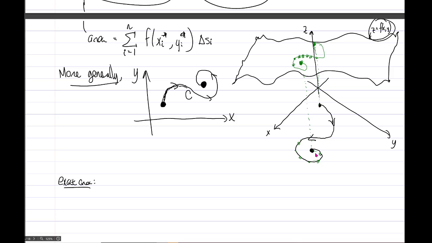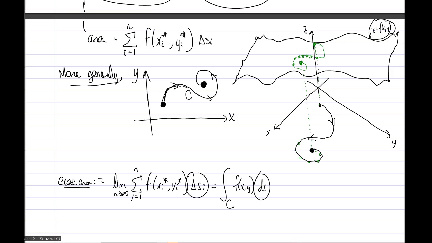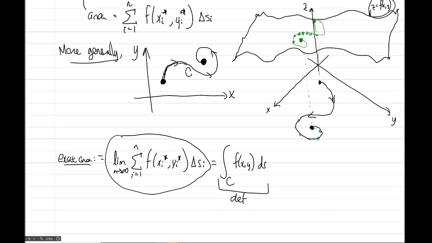And this exact area is actually going to be the limit as n approaches infinity of the sum, i goes from 1 to n, of f of xi star, yi star times delta s sub i. The way that we will notationally write this is the integral over the line C, or the curve capital C, of f of x comma y ds. ds just mimics delta s there. Cool, this is the definition. This is the thing we're trying to define. Here's how it's computed if you do Riemann-based things and take a limit.